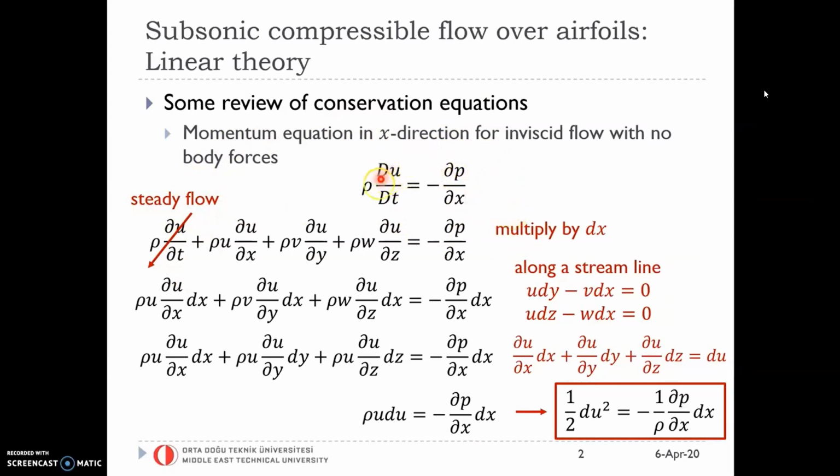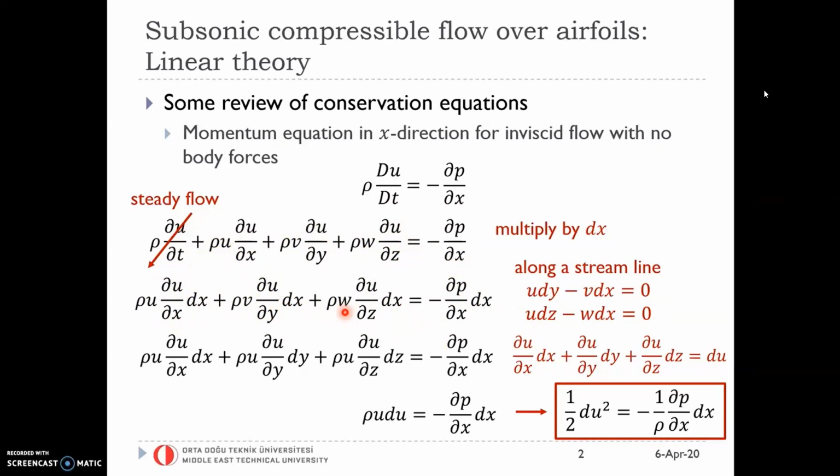If you write this material derivative in an open form, and then neglect the first term because we assume that the flow is steady, we end up with the convective terms of the material derivative multiplied by the density, and on the right hand side you have the gradient of pressure in the x direction. Let's multiply everything by dx, and then we end up with the equation given on the third line. Now we have v dx and w dx terms, as you can see in the second and the third terms on the left hand side of the equation.